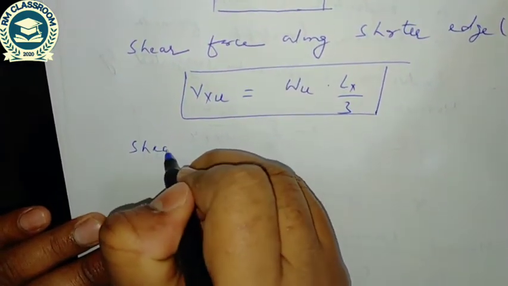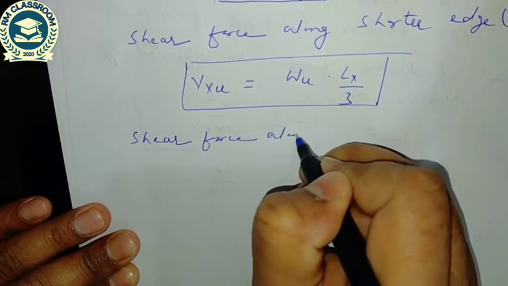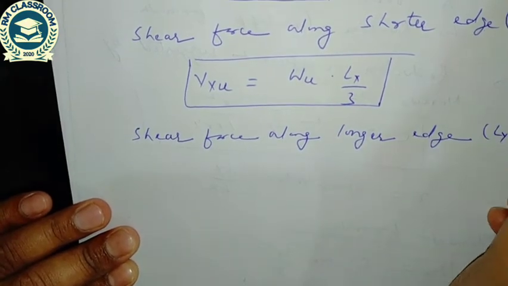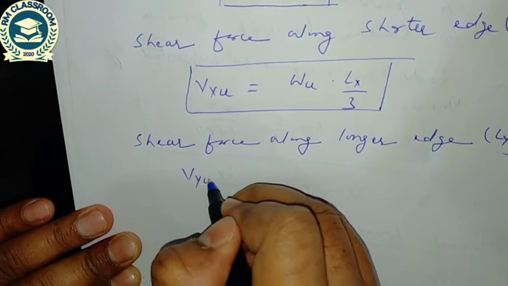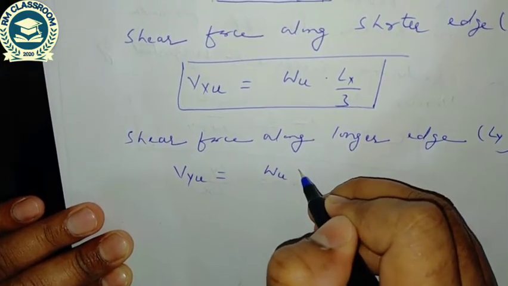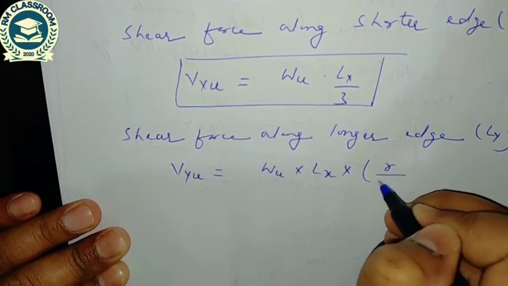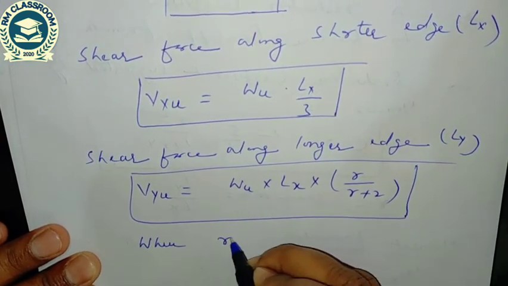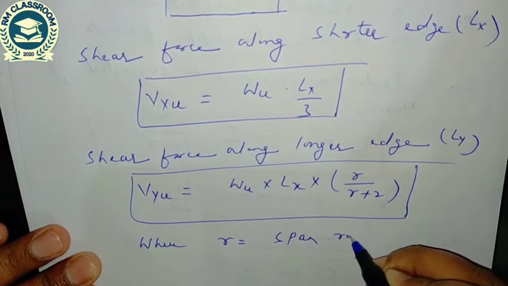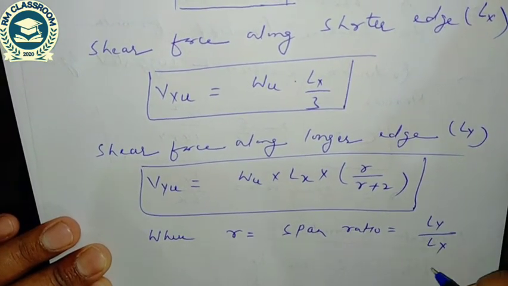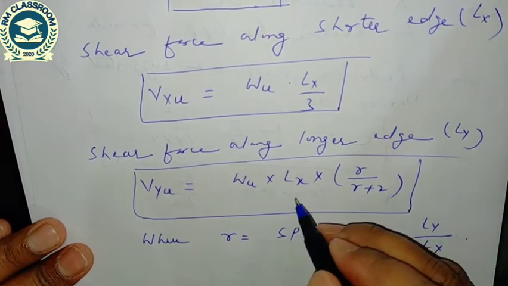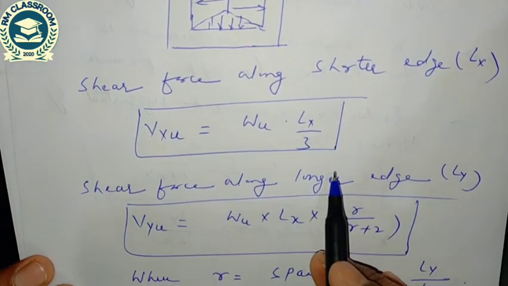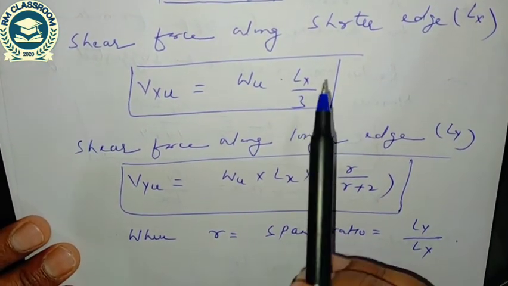Similarly, the shear force along the longer edge, that is the factored shear force in y direction, is factored load into Lx into r by r plus 2, where r is the span ratio, longer span to the shorter span, and Lx is the length of the shorter edge, and the remaining procedure is the same, only the shear force differs.